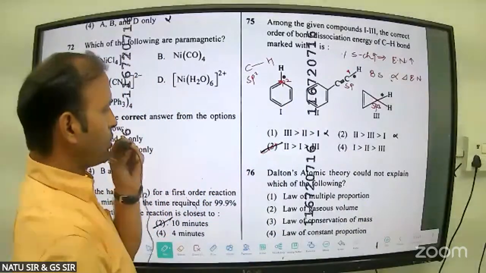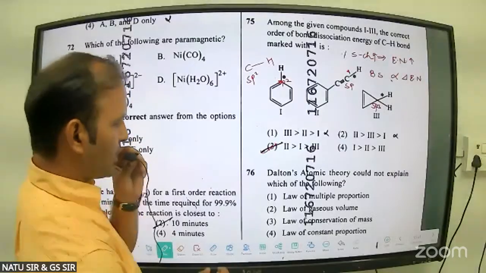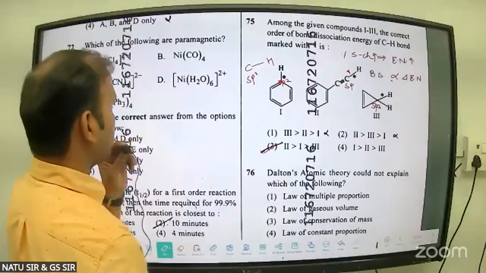Now, which of the following could not be explained by Dalton's atomic theory? The answer is the law of gaseous volumes, this is not explained, right?